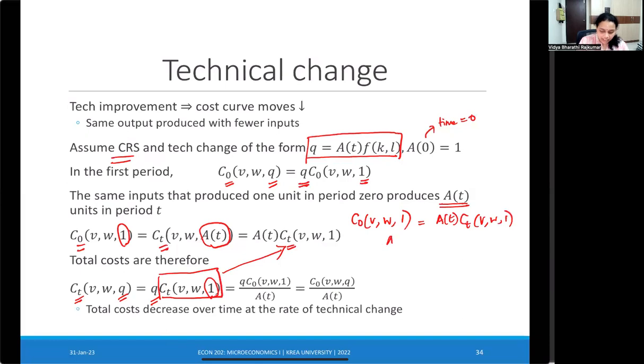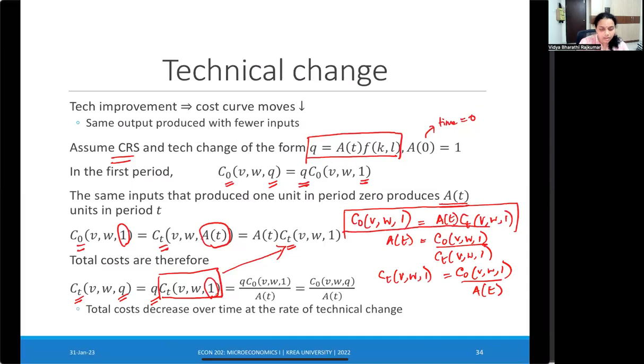Therefore, I can actually write A of t as C0 of VW1 divided by C of t of VW1, or I could write C of t of VW1 as C0 of VW1 divided by A of t. And that just comes from this equation here. So I make that substitution right here. So I have Q into C of t of VW1. In place of this C of t of VW1, I just substitute C0 by A of t.